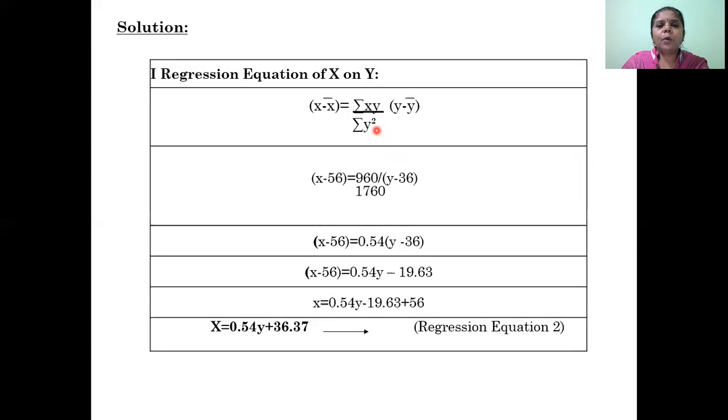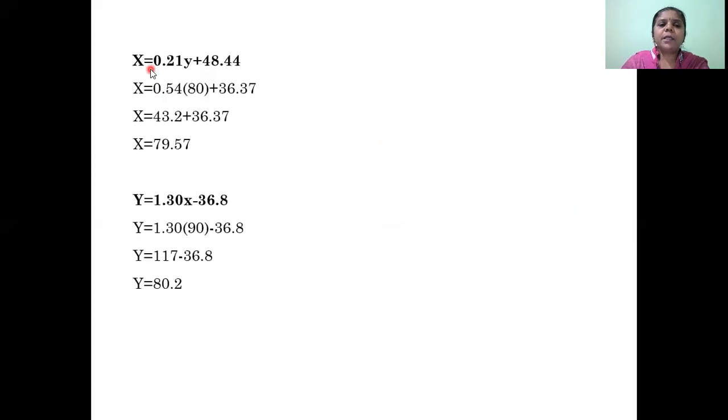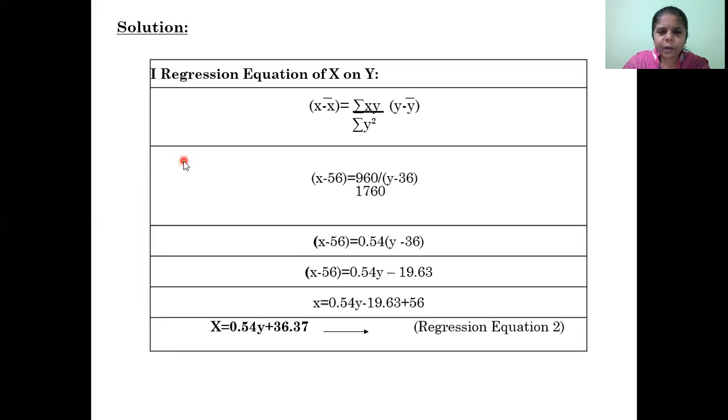Now we have to find x when y is equal to 80, using the x on y equation. So 0.54 into 80 plus 36.37. That is equal to 43.2 plus 36.37. That is x is equal to 79.57.